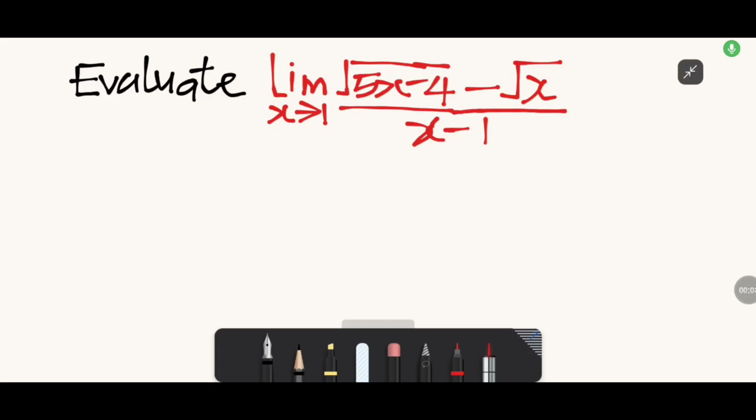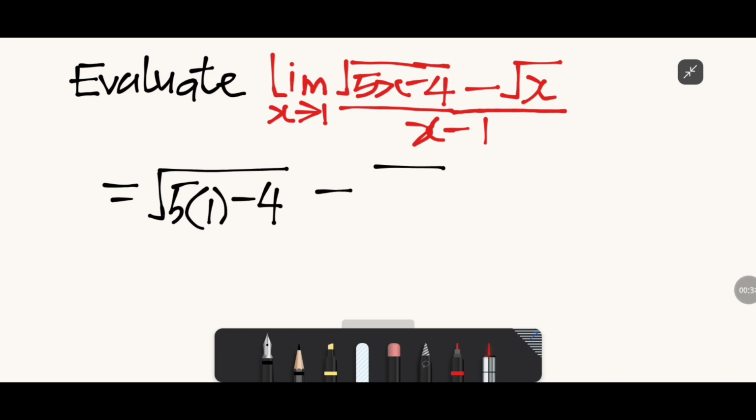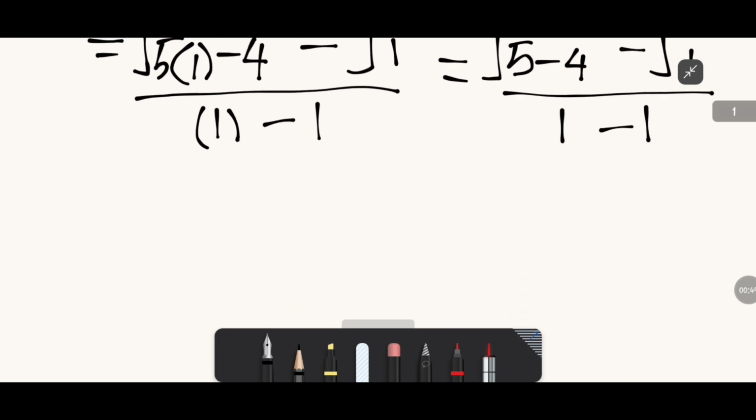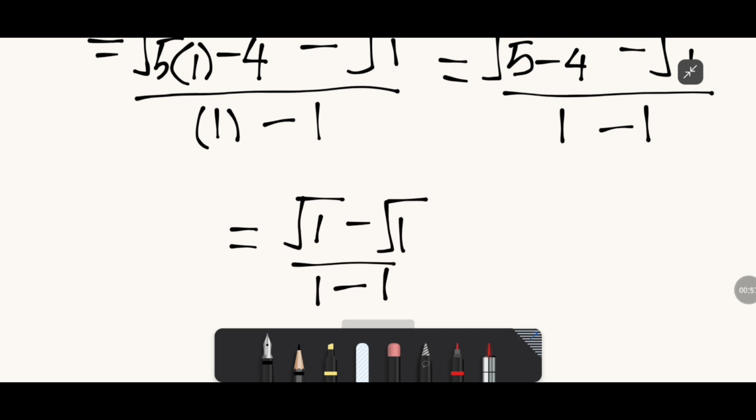This question might look easy, but it's actually tricky. Most students will just plug in the value of x to be 1 into this function, and they are going to be having square root of 5 into 1 minus 4 minus square root of 1 all over 1 minus 1. And this is going to give square root of 5 minus 4 minus square root of 1 all over 1 minus 1.